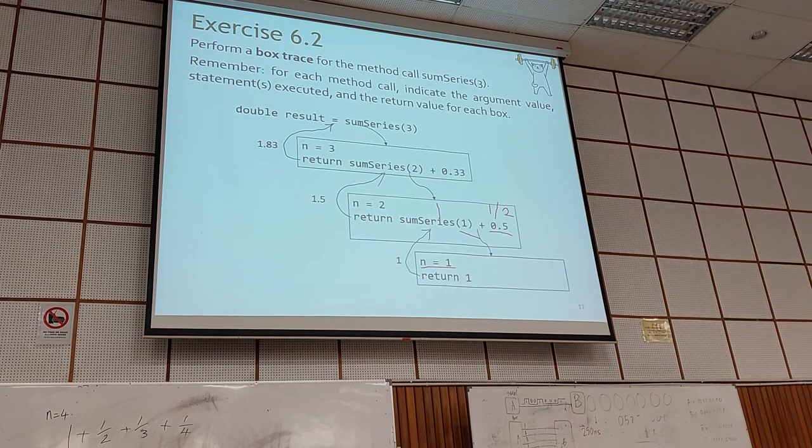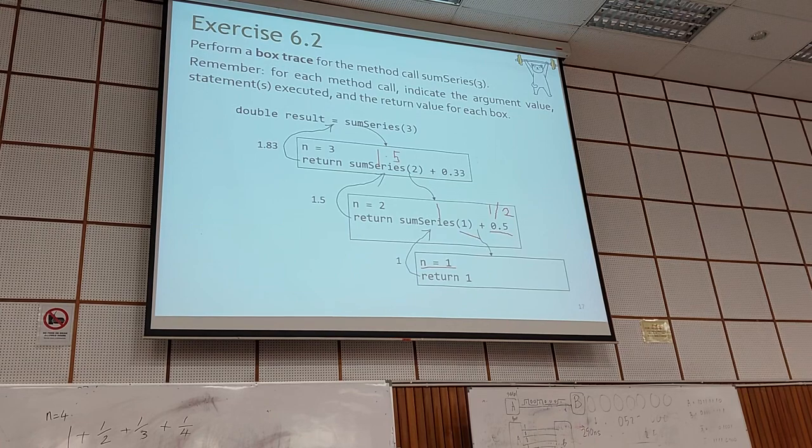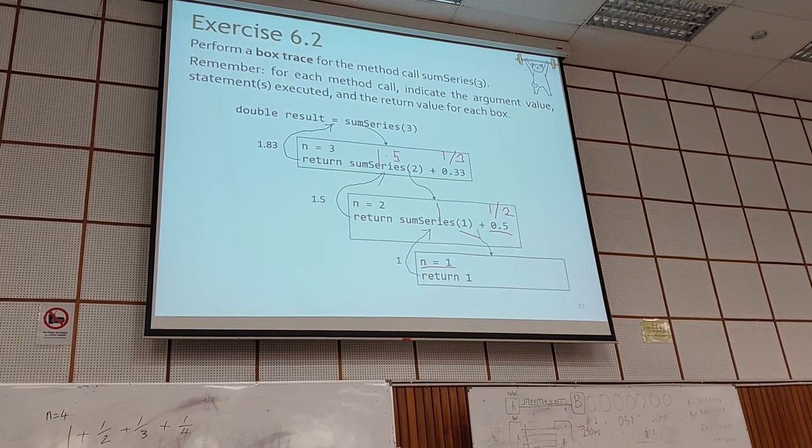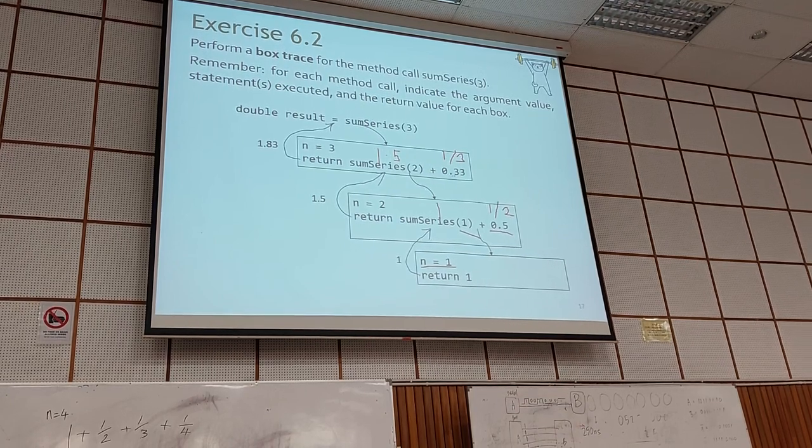So here it will be 1.5. And here is 1 divided by 3. 1 divided by 3 is 0.333, right? Okay, so you add these two up. 1.5 plus 0.33, you will have 1.83. And that's the answer.